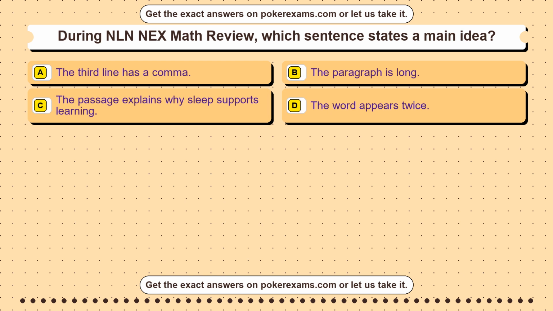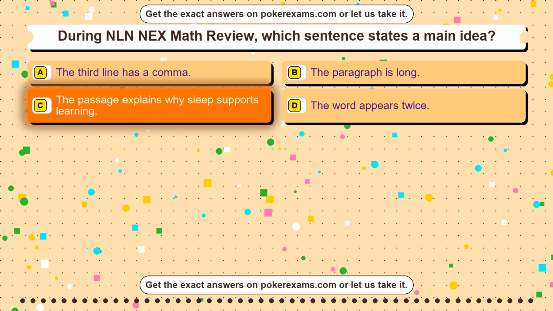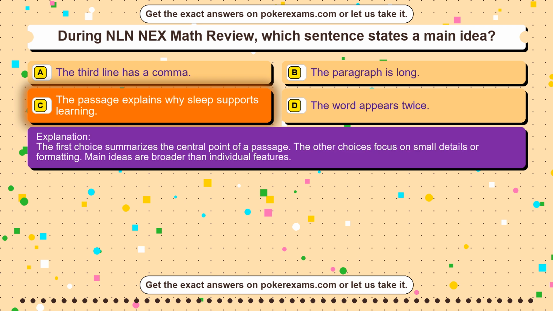Question 31. During NLN NEX Math review, which sentence states a main idea? Option A. The third line has a comma. Option B. The paragraph is long. Option C. The passage explains why sleep supports learning. Option D. The word appears twice. The correct answer is option C. The passage explains why sleep supports learning. The first choice summarizes the central point of a passage. The other choices focus on small details or formatting. Main ideas are broader than individual features.